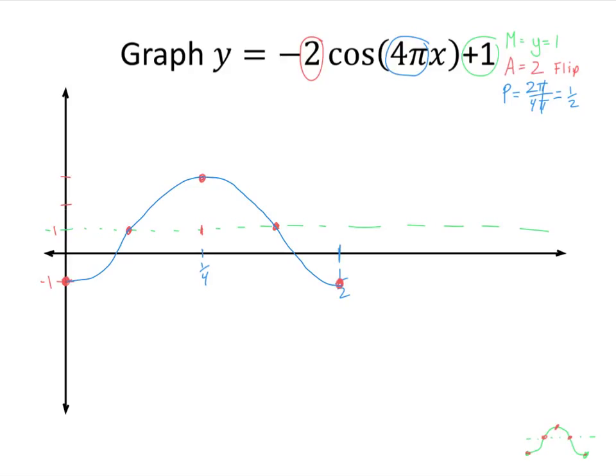That is one cycle of this graph. It's been flipped, amplitude of 2, up and down 2. Its period, b is 4 pi, which makes it 1/2 period, and its midline is 1. There you go. Now you could keep this going, make another cycle of it, but we're just going to go one cycle.